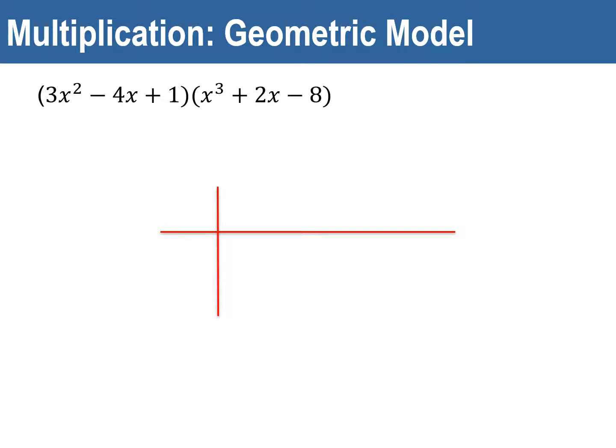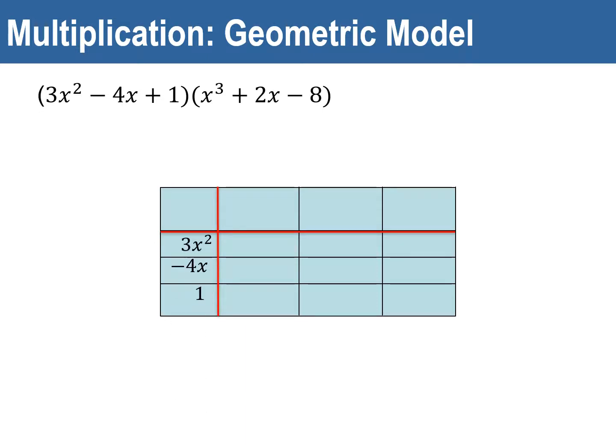You can do these with the geometric model where you make a table. So you have 3x squared minus 4x minus 1 on one side, and then x cubed plus 2x minus 8 across the top. And now you're just going to find the area of each rectangle. If this rectangle has a height of 3x squared, a width of x cubed, when I multiply those together, I get 3x to the 5th. For the next rectangle, I get 6x cubed. For the last rectangle, 3x squared times negative 8 is negative 24x squared.